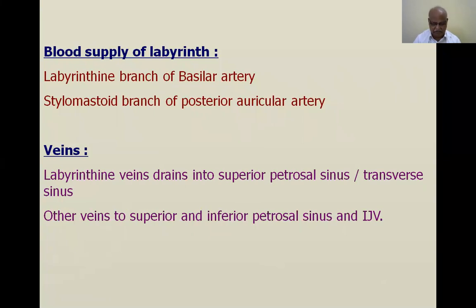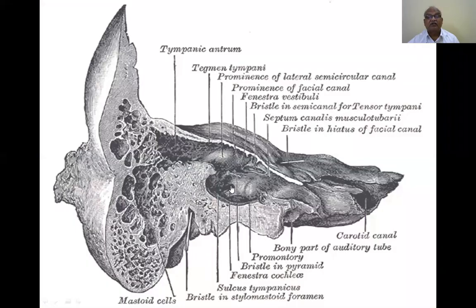Blood supply of the labyrinth: the labyrinthine branch of the basilar artery and the stylomastoid branch of the posterior auricular artery, two arteries. Veins: labyrinthine veins drain into the superior petrosal sinus or transverse sinus, and other veins drain to the superior and inferior petrosal sinus and internal jugular veins.